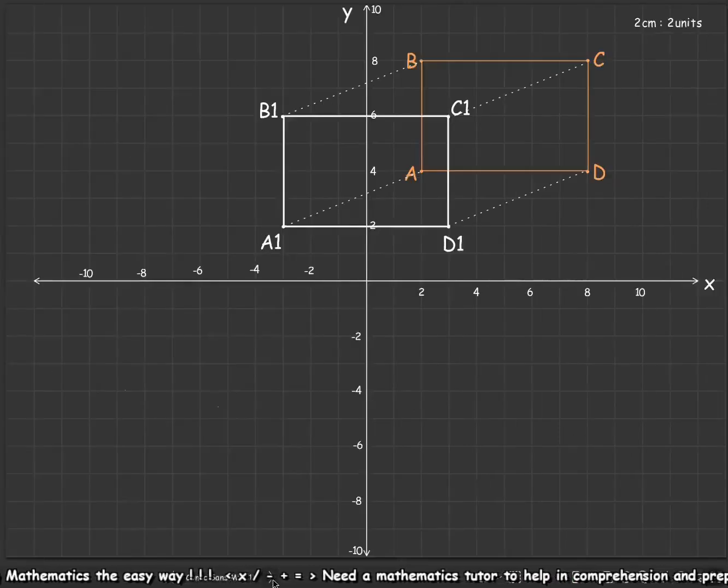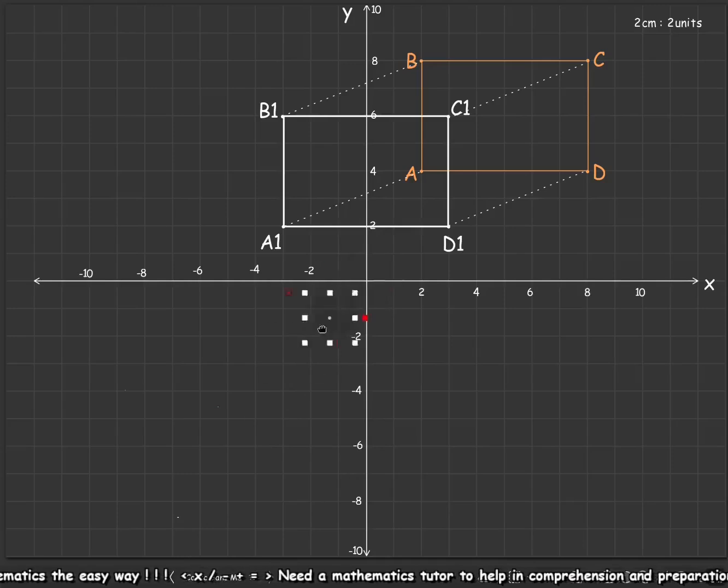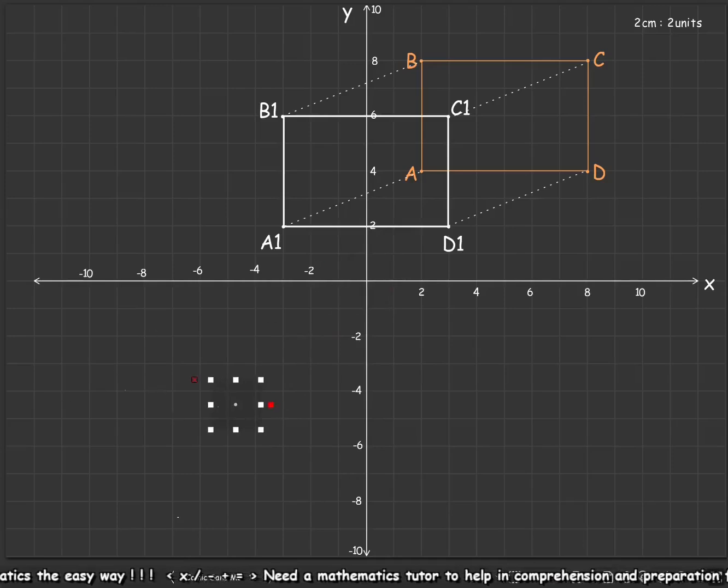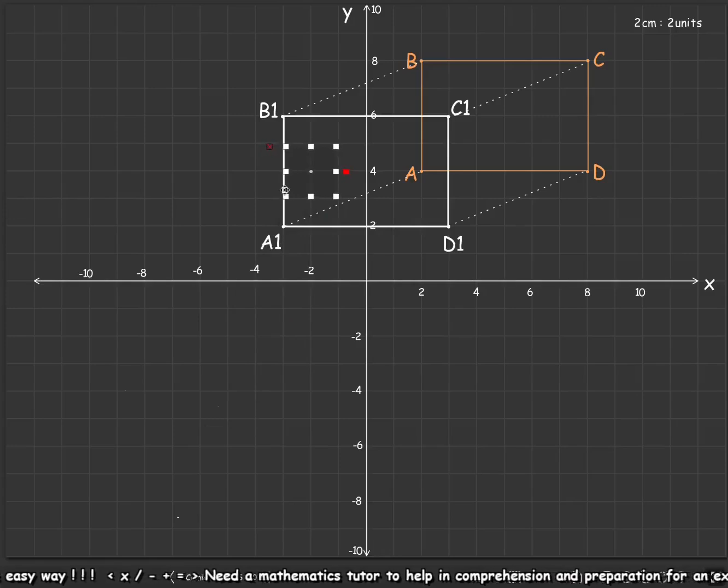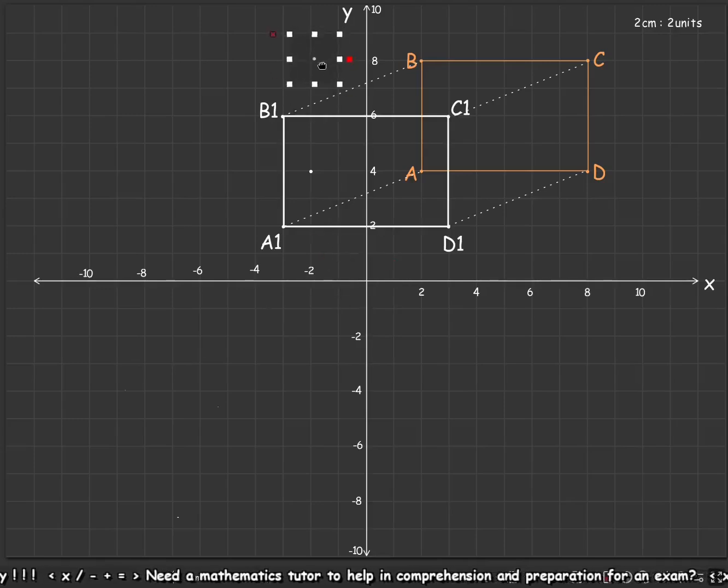So let's come to our sheet over here and look for our points. The first one we are going to look for is that of A2, which is (-2, 4). So negative 2, up to what? 4. So we put our point over there. And the same applies to B2, which is (-2, 8). So I have my point here for (-2, 8).